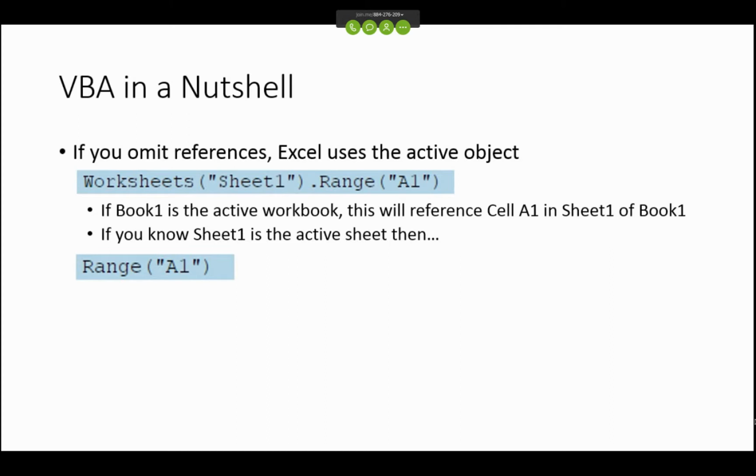If you're in sheet 1 and you just want to say range A1, then Excel will take the active worksheet that you're clicked in and use that as A1. So if you definitely want sheet 1, then you need to refer to A1 this way. If you just want the A1 in the workbook you're in, then just type range A1.